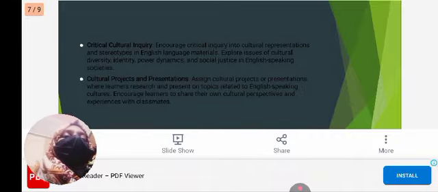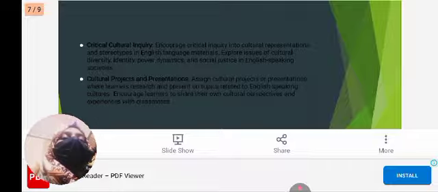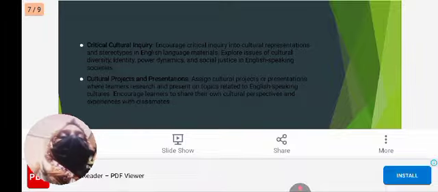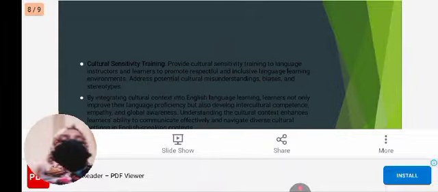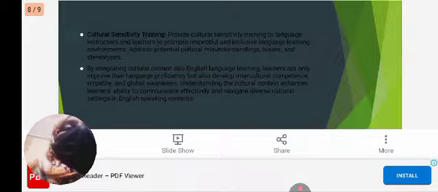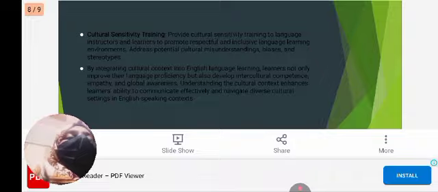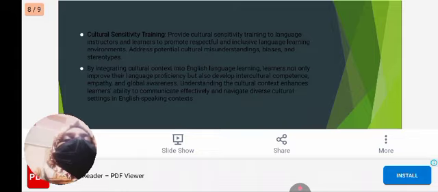Cultural projects and presentations. Assign cultural projects or presentations where learners research and present on topics related to English speaking cultures. Encourage learners to share their own cultural perspectives and experiences with classmates. Now, culture sensitivity training. Provide culture sensitivity training to language instructors and learners to promote respectful and inclusive language learning environments, and address potential cultural misunderstandings, biases, and stereotypes.